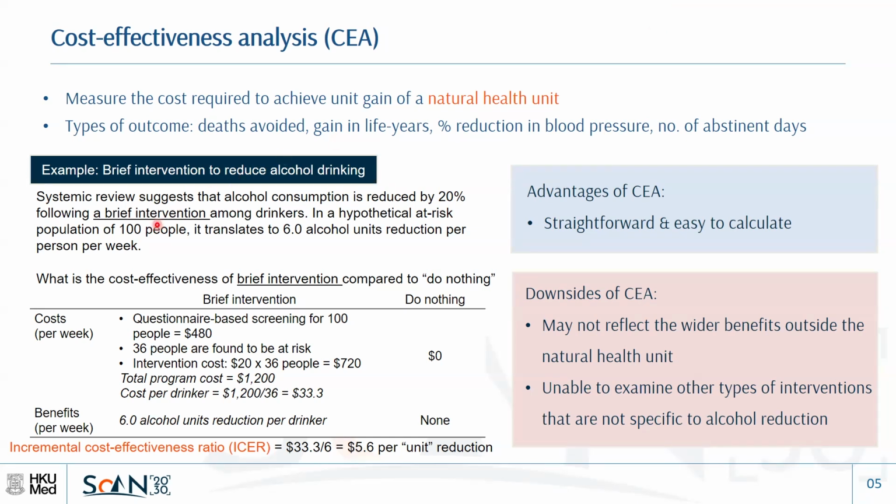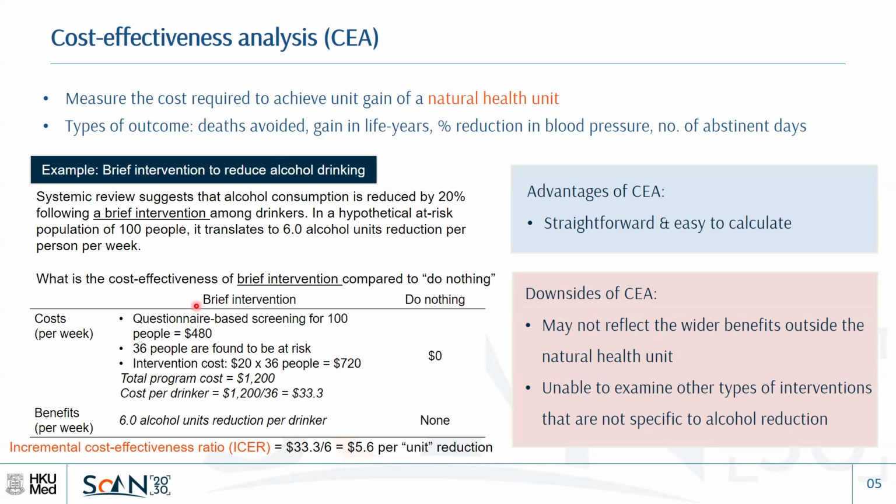Systematic review suggested that alcohol consumption is reduced by 20% following a brief intervention among drinkers. In a hypothetical at-risk population, it translates to 6 alcohol units reduction per person per week. The policymaker is facing a problem: what is the cost effectiveness of brief intervention compared to doing nothing among the general population? To investigate this, we will run a clinical trial.